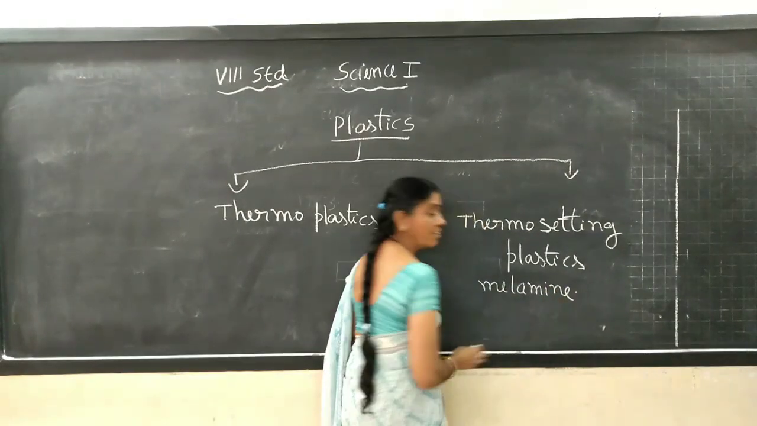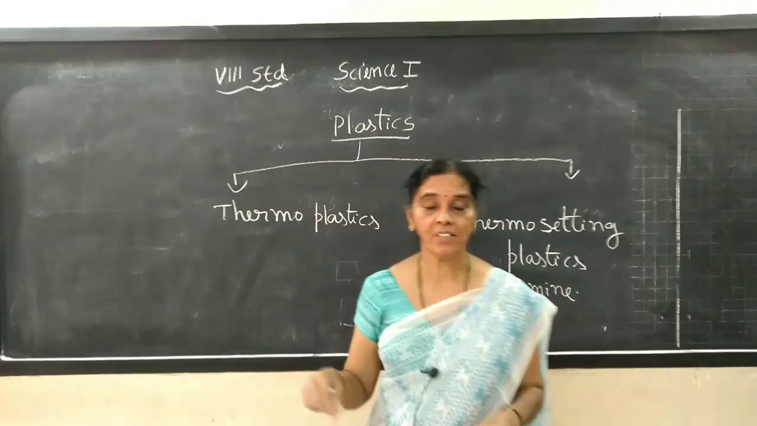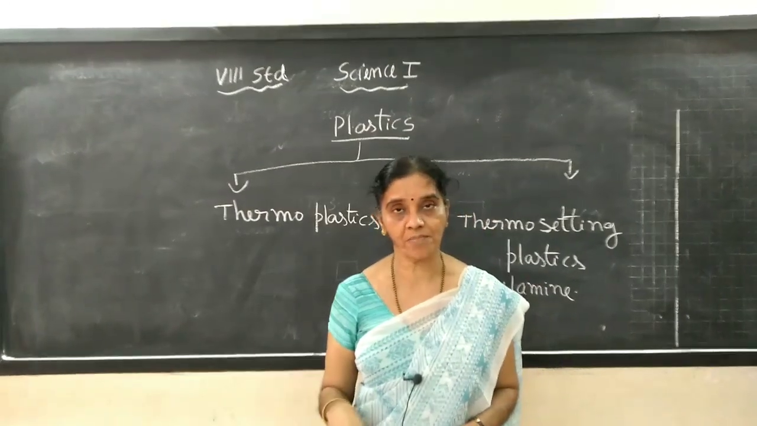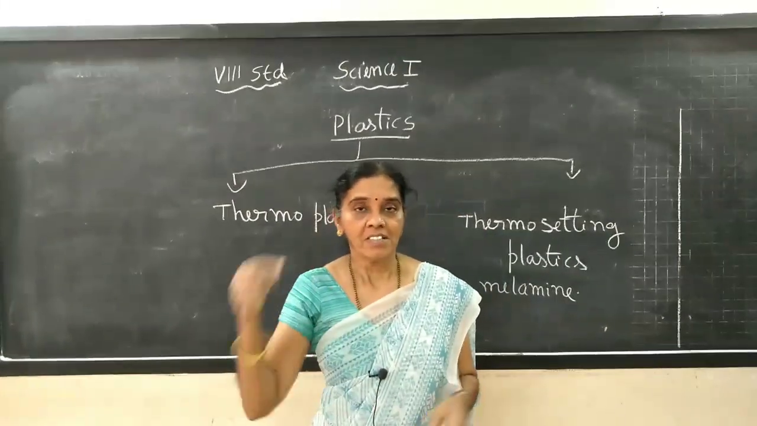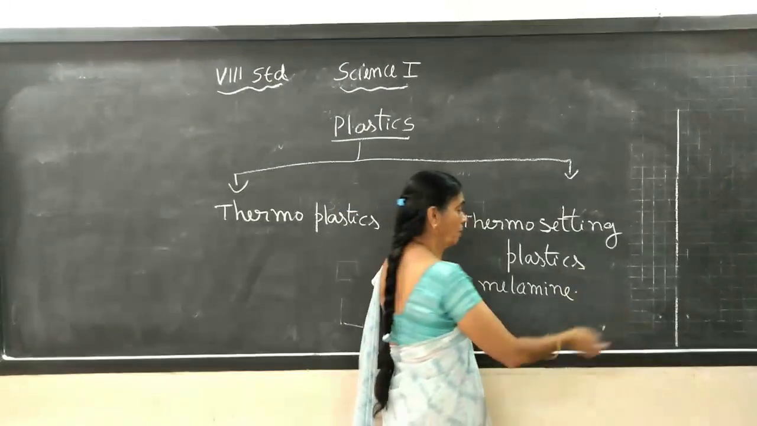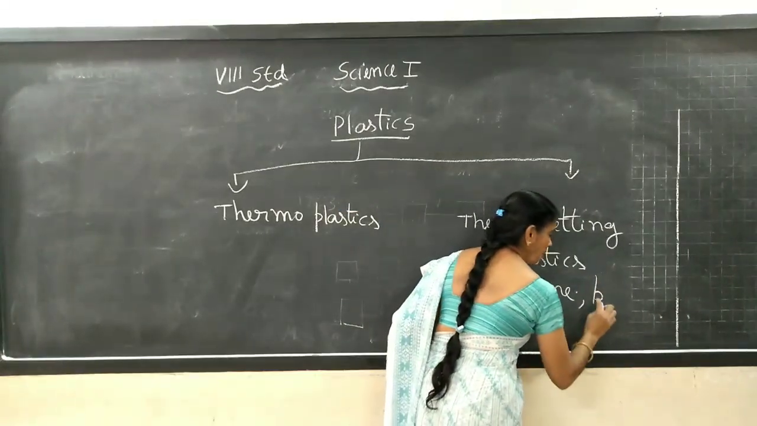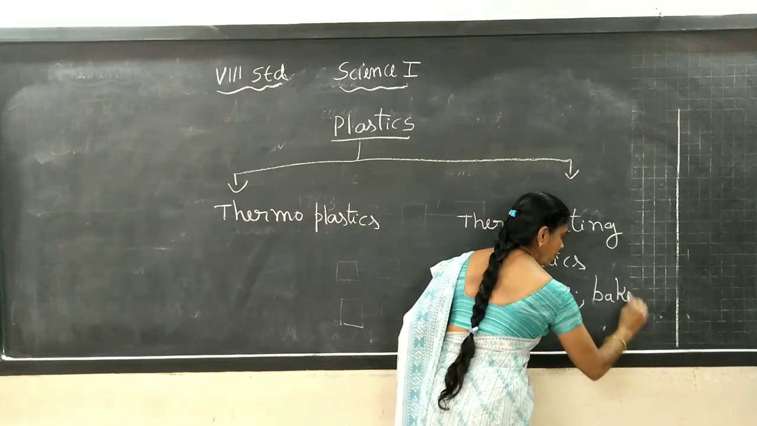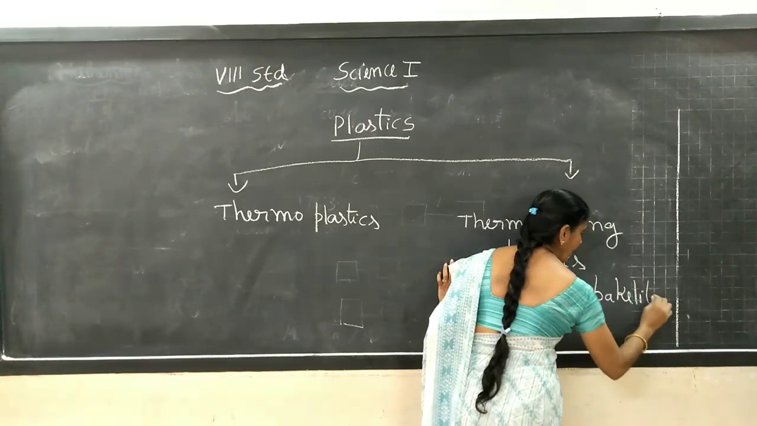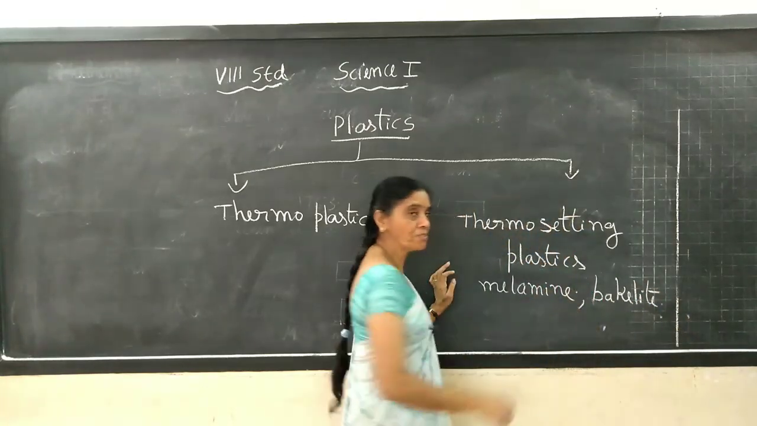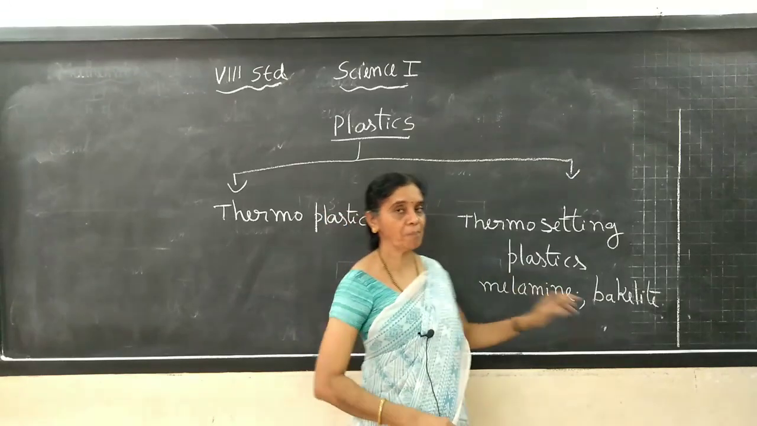melamine. And you have seen at home the handles of the cookers. It is thermosetting plastic. It is bakelite. It is made up of metal. These two types of plastics are thermosetting plastics.